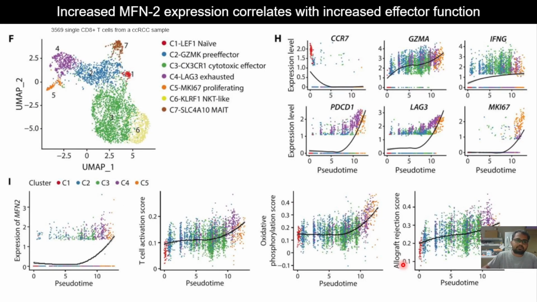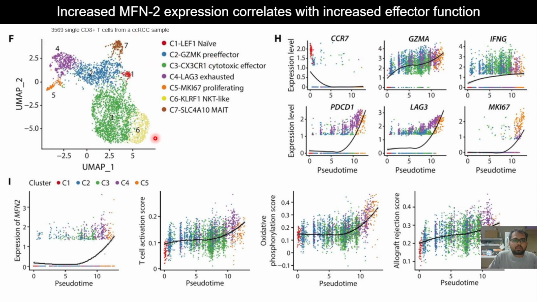Further, they also make this UMAP, in which they have shown these different clusters of CD8 T cells which were isolated and sequenced in the renal cell carcinoma samples. They isolated 3569 single CD8 T cells, and they did the single cell RNA-seq.